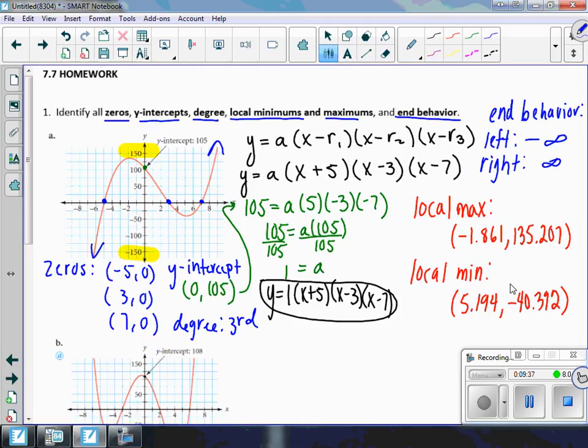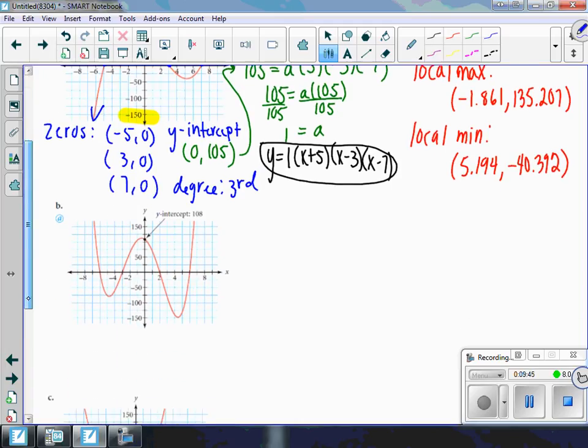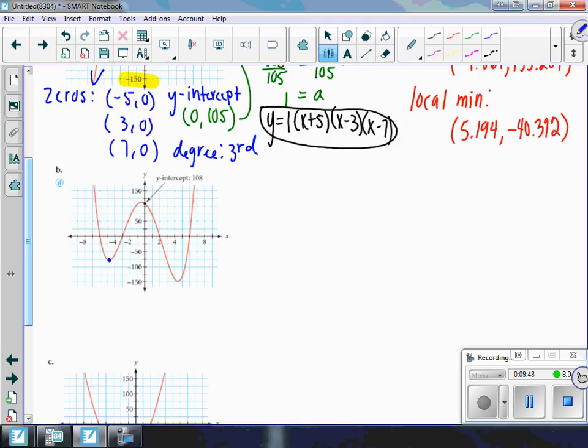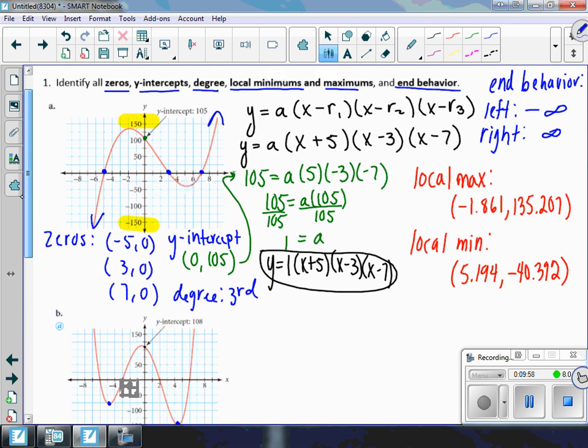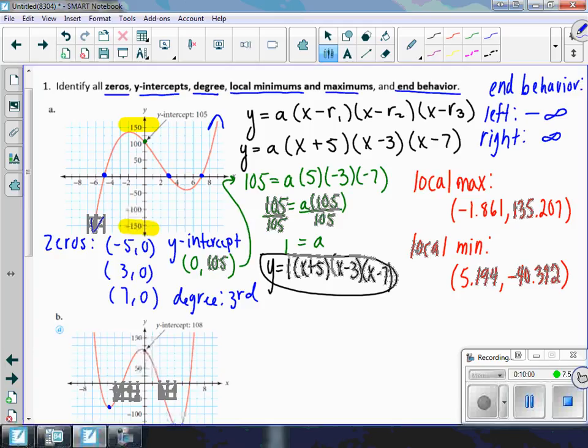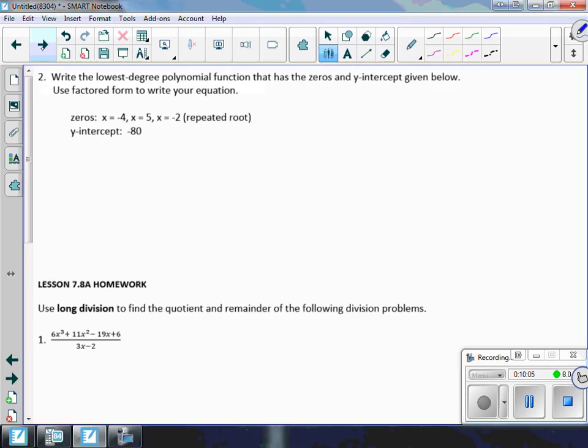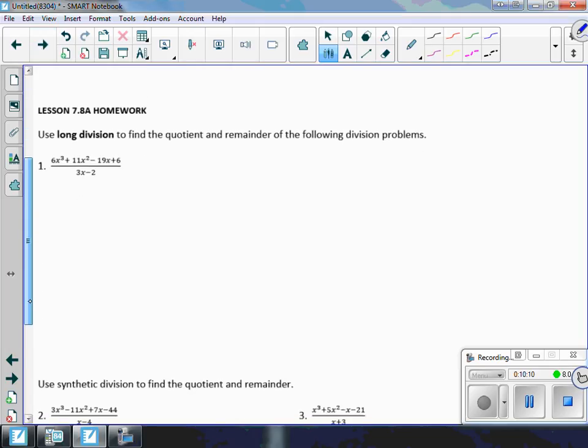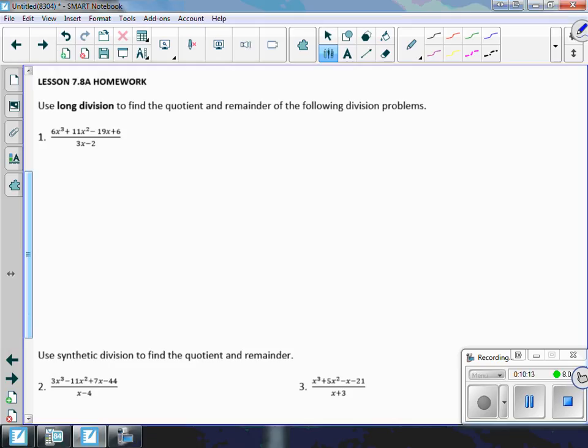So you can see you have a lot of work to do on letters B and C. On letter B, please don't forget, you will actually have 2 local min values. But before you do that, you have to find the equation. If you want full credit for this assignment that I'll check tomorrow, I better see all parts written out very nicely just as I showed you. Look back at your notes to do number 2, and I want to get you set up on long division on number 1 on the back of your homework sheet.